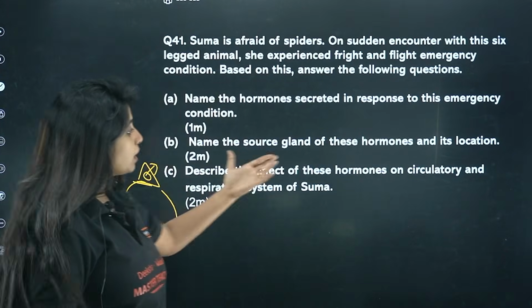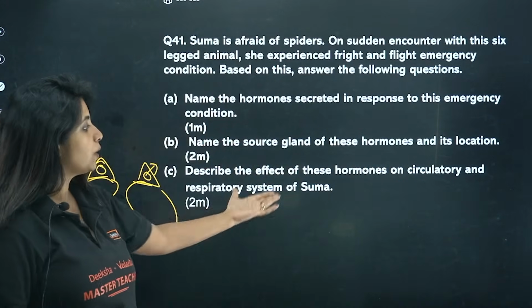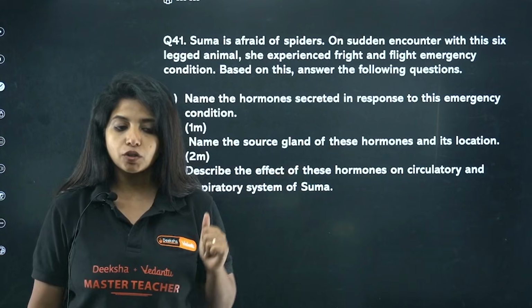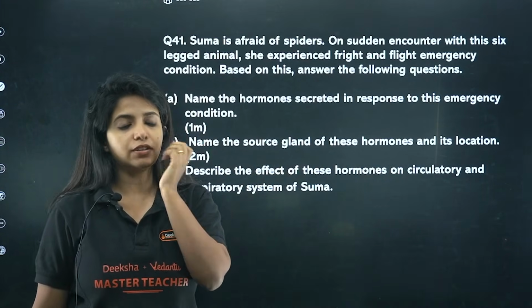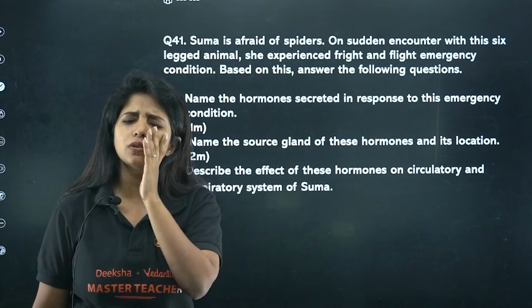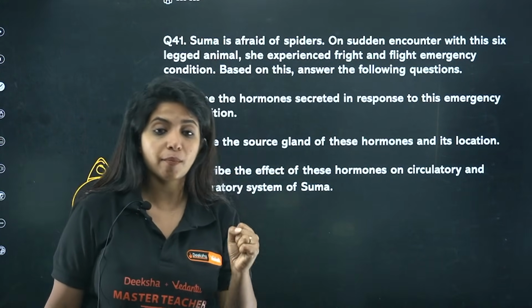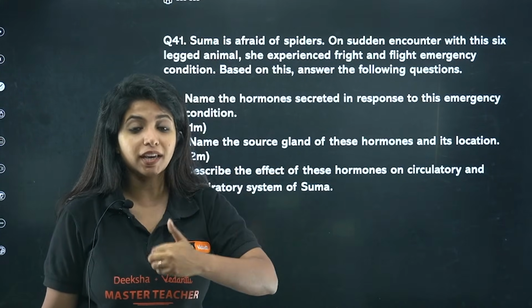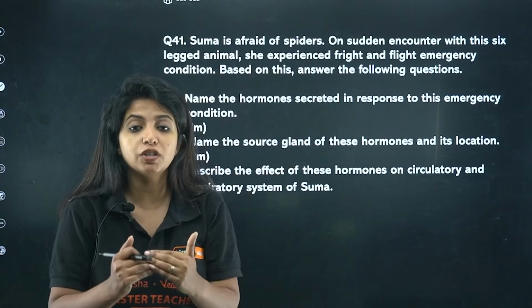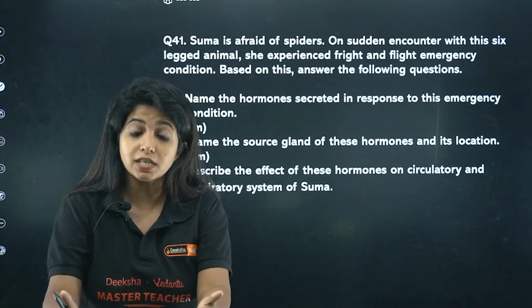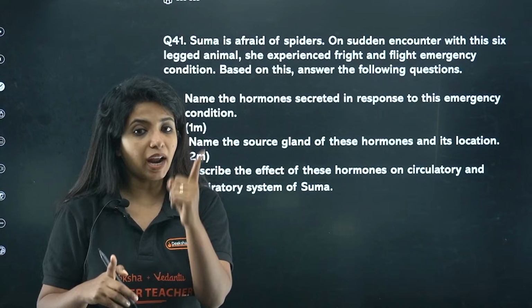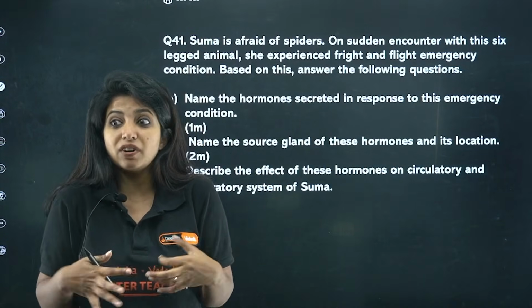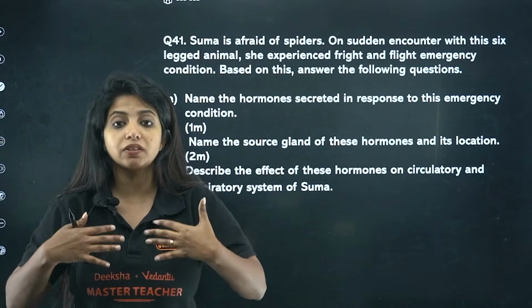Now describe the effect of these hormones on circulatory and respiratory system of Suma. I'll tell you. Basically the circulatory system effect is that when adrenaline goes to the circulatory system, it makes our heart beat so fast that enough oxygenated blood can be transmitted to different parts of the body wherever it is needed, for example, our muscle cells. So that is increase of heartbeat. That is why when we see something, we have tak, tak, tak, tak.